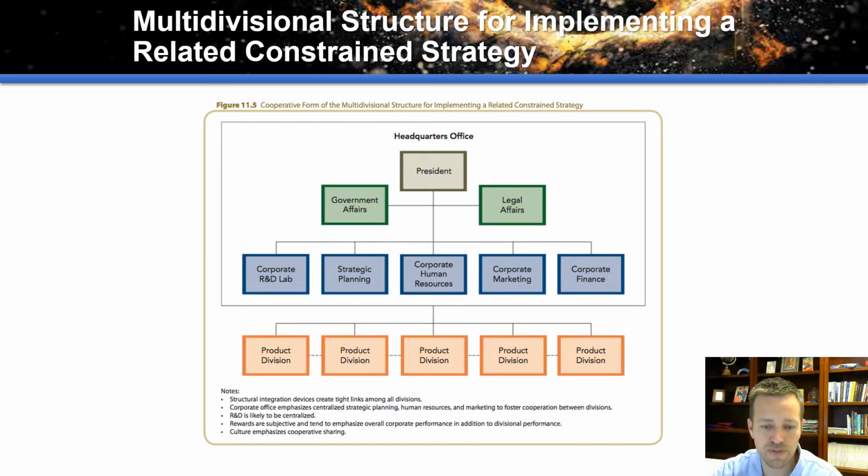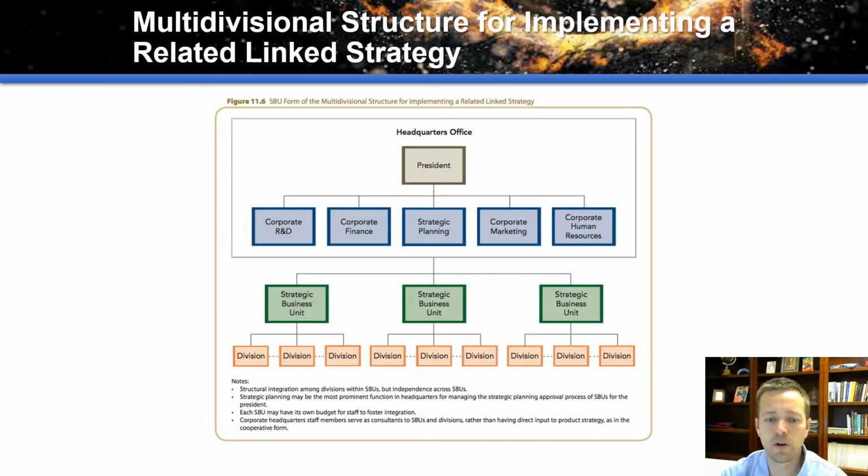The culture emphasizes cooperative sharing. And so note those hyphenated lines between the product divisions. That is to show you that these organizations are communicating and they're all linked together. Okay, so that's the cooperative form of the multidivisional structure.